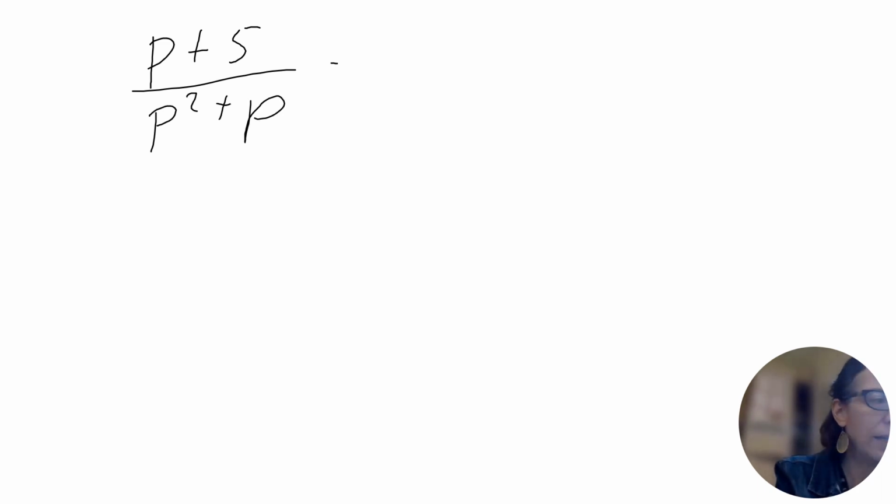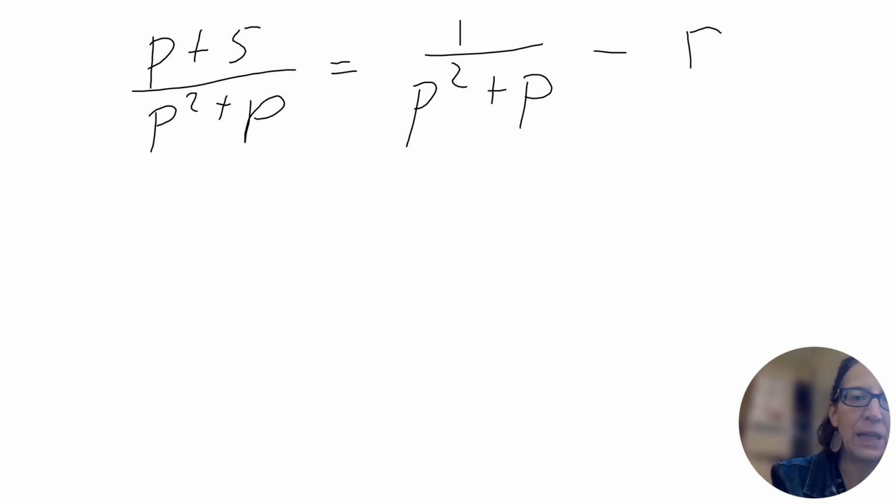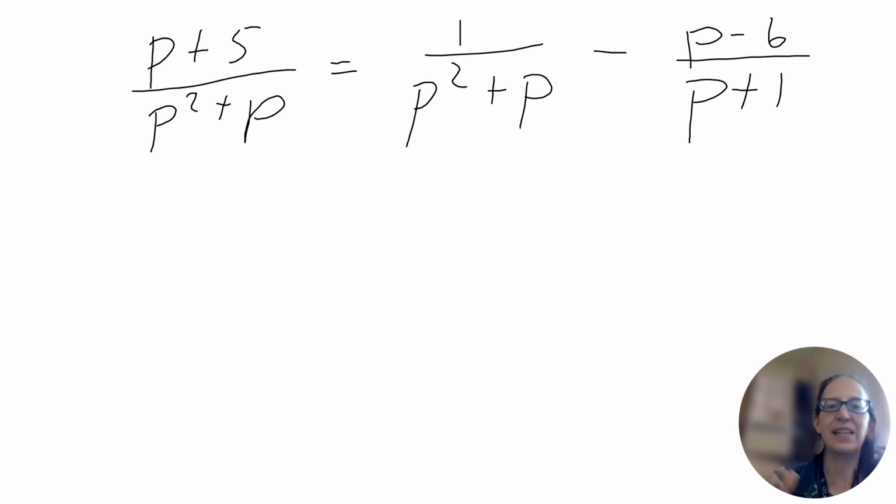So the equation that we are going to solve is this. We're going to solve (p plus 5) over (p squared plus p) is equal to 1 over (p squared plus p) minus (p minus 6) over (p plus 1). Okay, so that is a lovely rational equation. We have all those polynomials. We have some denominators there. Two of them match and one of them doesn't, and that ruins everything for everybody.